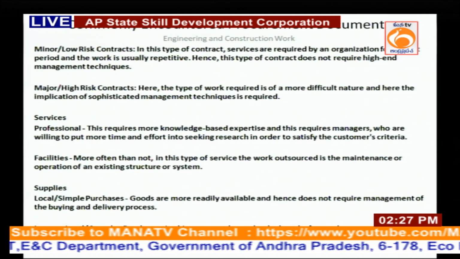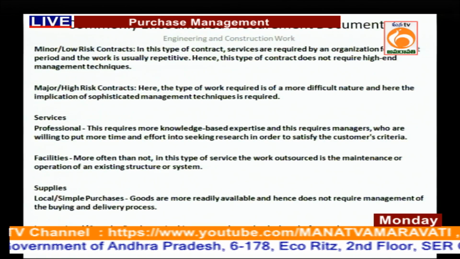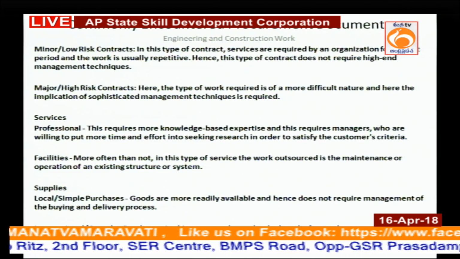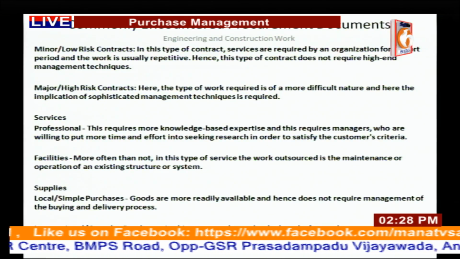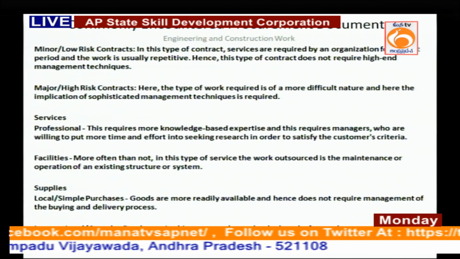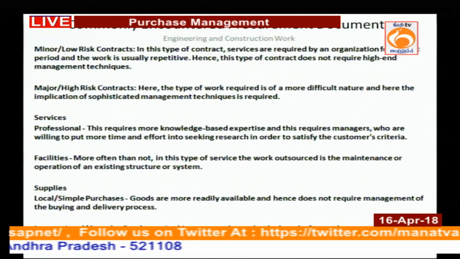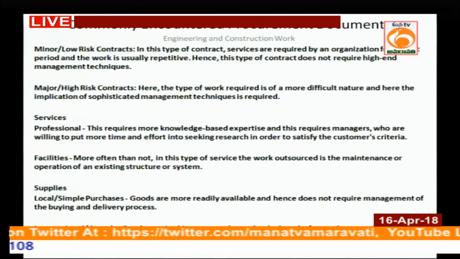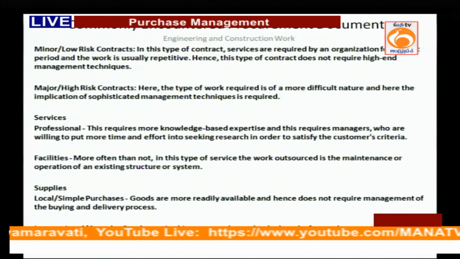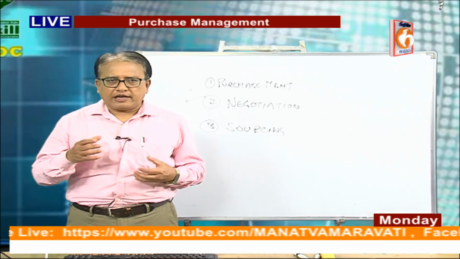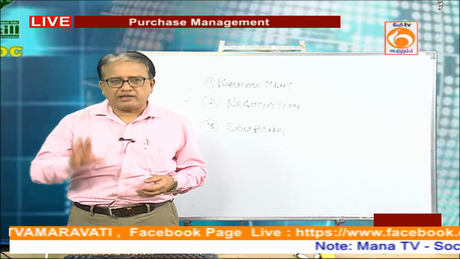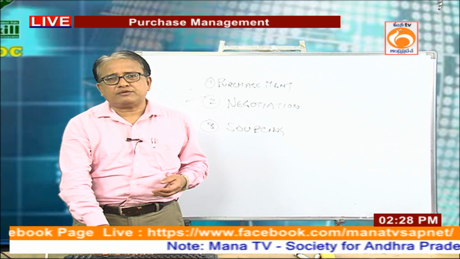But there are contracts which are high risk. The type of work required is more difficult in nature, and any small error can lead to some major trouble with both the buyer as well as the suppliers. What kind of services is it, professional services, facilities? More often than not in this service, the work outsourced is to maintain operations of an existing structure or system. So, as you can see, documentation of procurement cannot be studied in 2 or 3 slides. One has to explore. This basically gives you the standard ones.